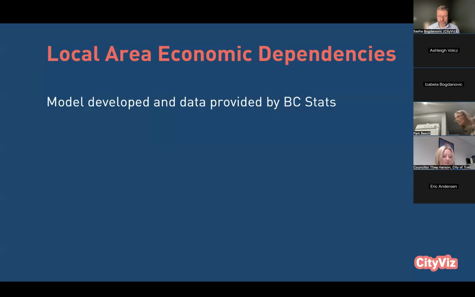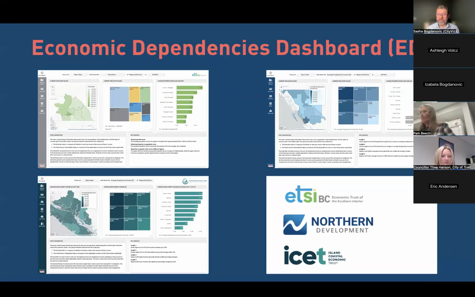Last year, in partnership with three economic trusts across BC, so with ETSI-BC, Northern Development, and Island Coastal Economic Trust, we developed the Economic Dependencies Dashboard. This is by far the most advanced tool when it comes to painting the pictures of the economies at the local level. The deployment started first with ETSI-BC about 1 year ago, so it's June last year. Then somewhere in August and September, Northern Trust and ICT launched as well, to be able to support communities in their service areas better.